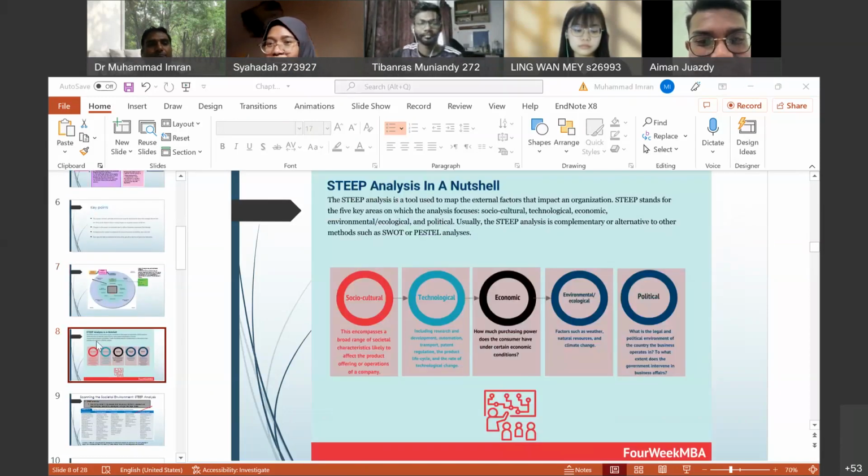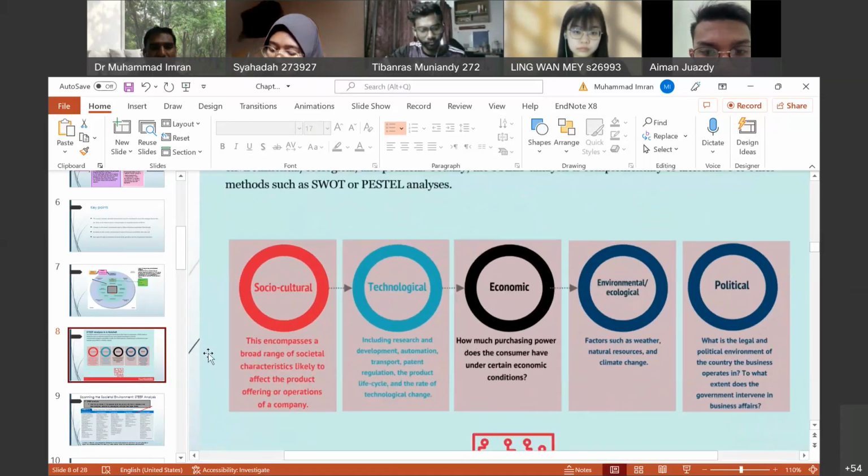Okay, let's hear the STEEP analysis. Basically, this is the STEEP analysis of the societal environment. STEEP stands for S, which means social culture; T, technological changes; E, economic changes; the second last E is environmental or ecological changes; and the last one is the political changes. We can see here, can you read this one? You can read social culture.